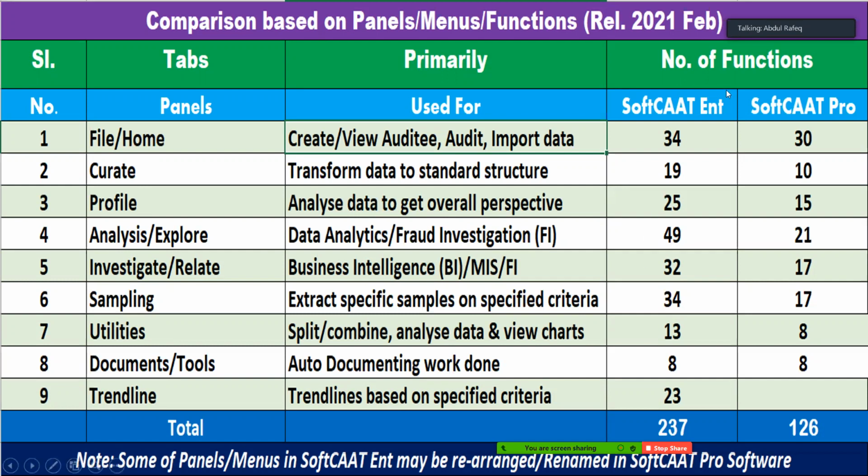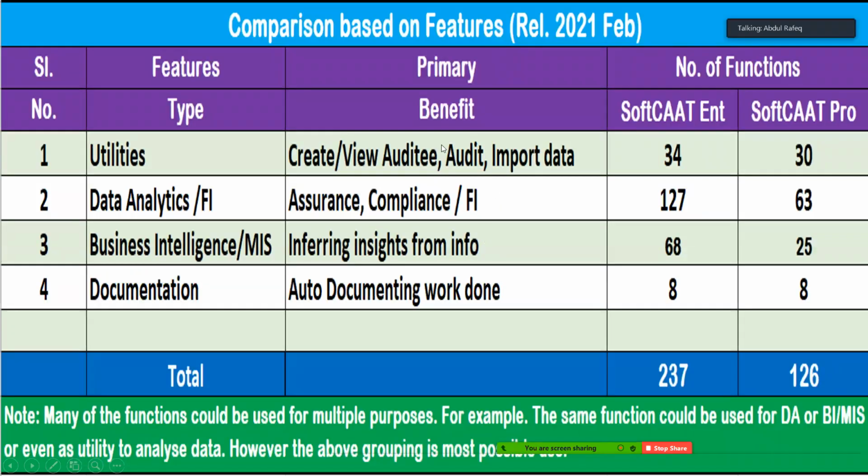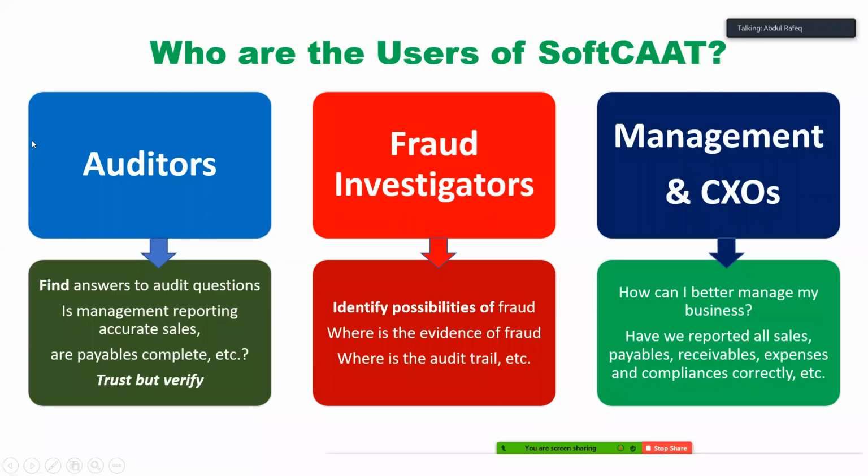Now this gives you the list of functions which are there in SoftCAAT Enterprise and in SoftCAAT Pro. If you look at the comparison based on the features, you have utilities, data analytics and FI, and you also have business intelligence, MIS, and documentation. One of the beauties of a data analytics software is that it also automatically documents what work you've done so that you can repeat it, and it's also available as a measure of documentation. This is done automatically by the software. Now, who are the users of SoftCAAT? This could be the auditors, fraud investigators, or management and CXOs.